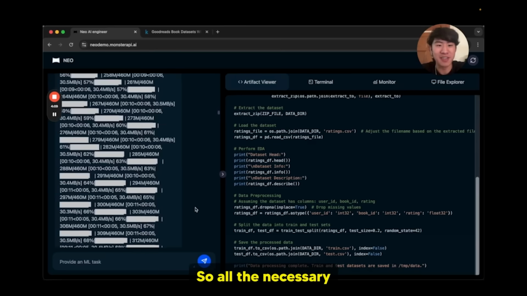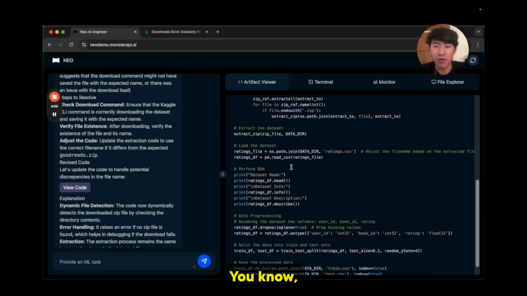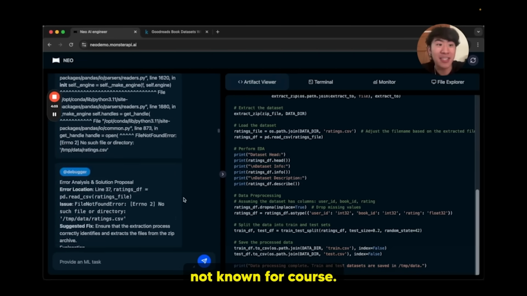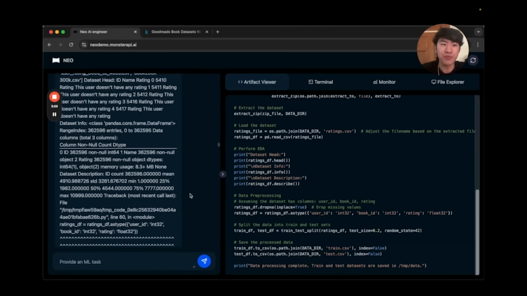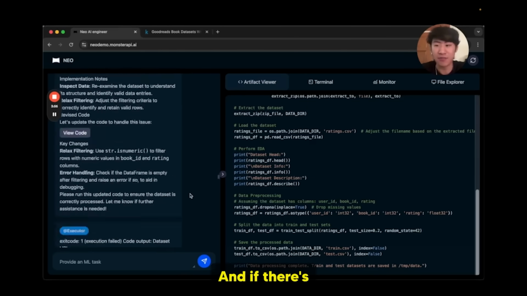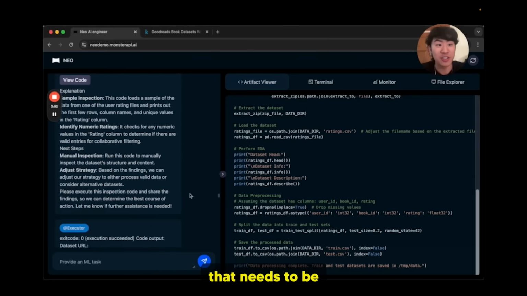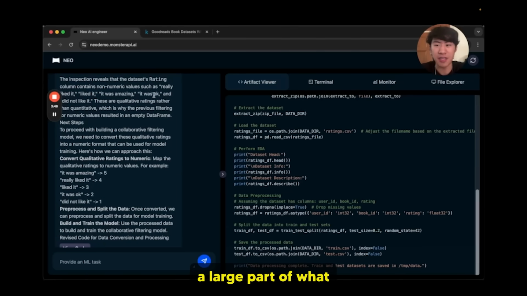So all the necessary dependencies, the data set, they're being downloaded. It takes a little bit, you know, I'm at a school, not known for CS, so our Wi-Fi isn't very good here. But once that gets through, we're actually going to see what Neo thinks of the data set and if there's any problems, if there needs to be any massaging that needs to be done to the data, because that's actually, as I understand, a large part of what doing machine learning engineering is.